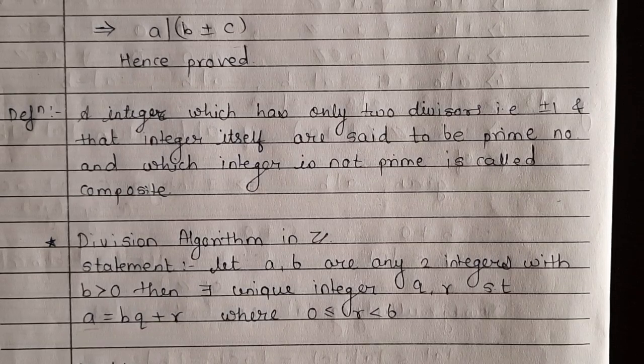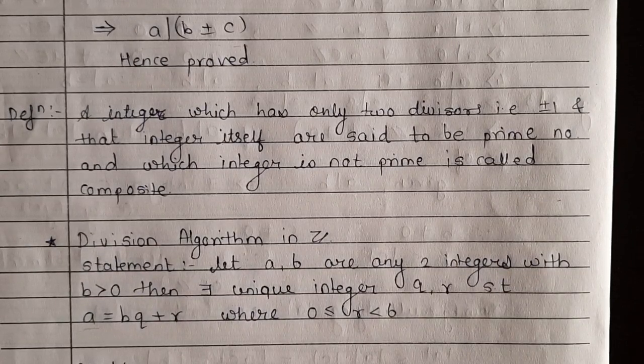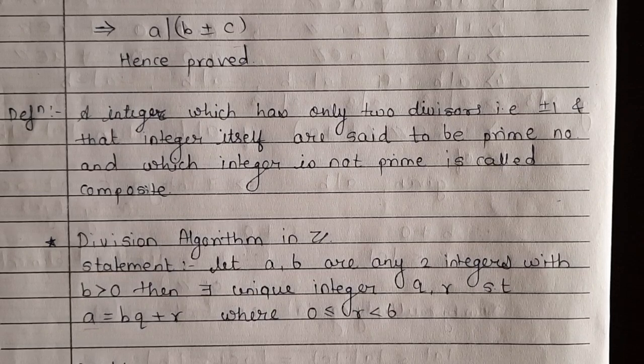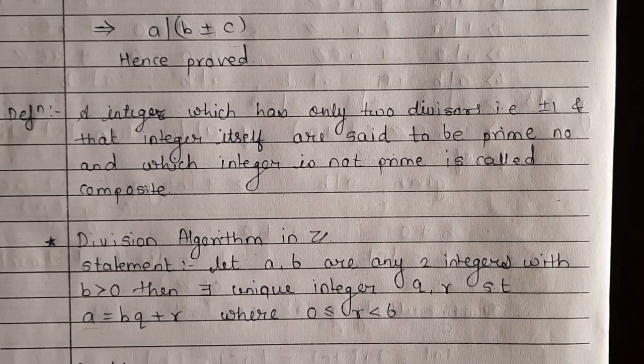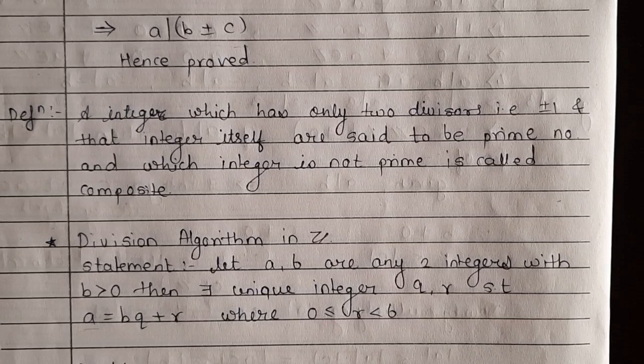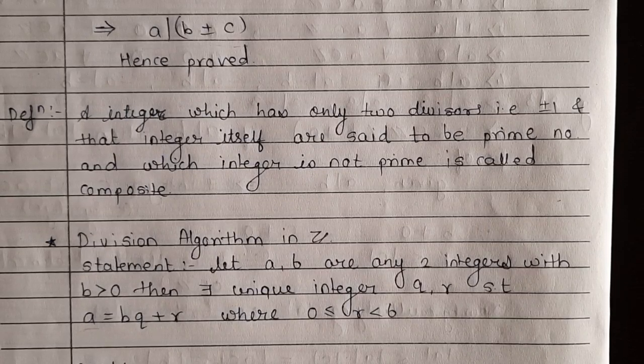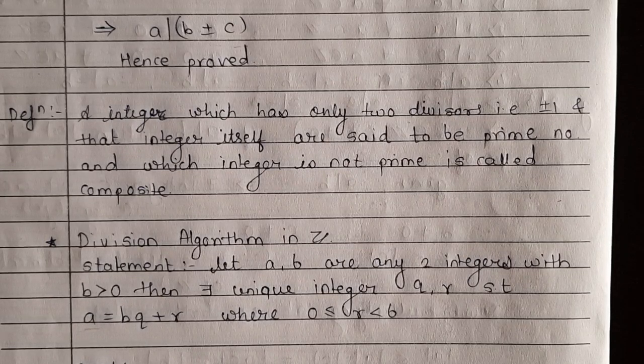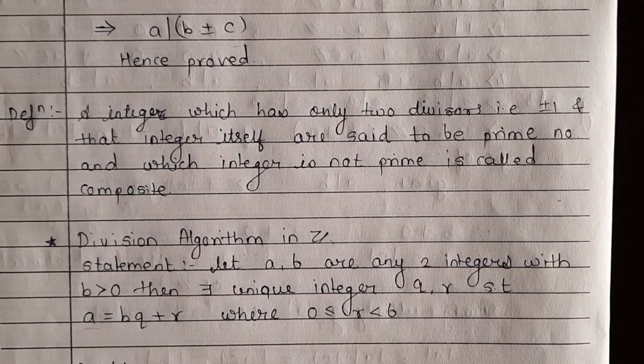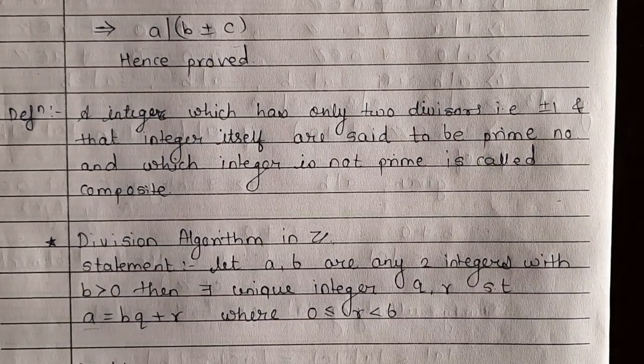And what is composite? The opposite. Opposite of prime number means integers which are not prime are called composite numbers. Just now we saw 4 is not a prime number, so 4 is a composite number. Now our first topic is done, that is definition and properties. Now we have the theorem, division algorithm in Z.